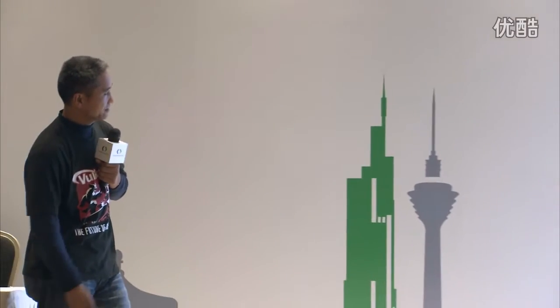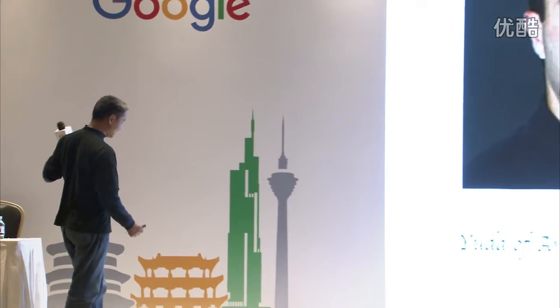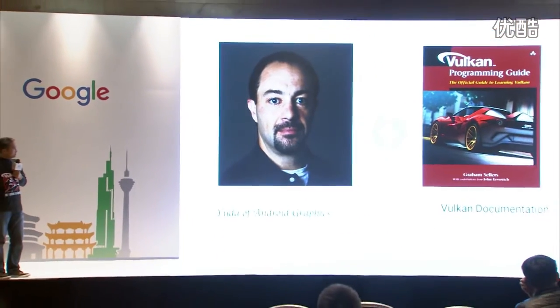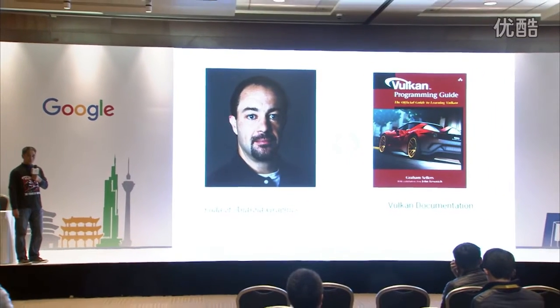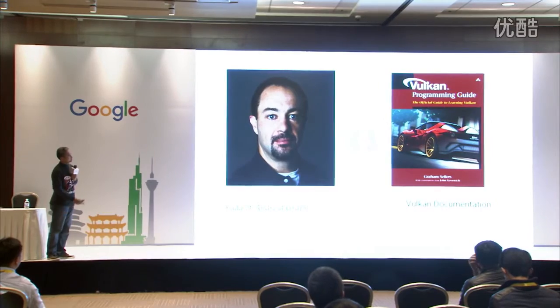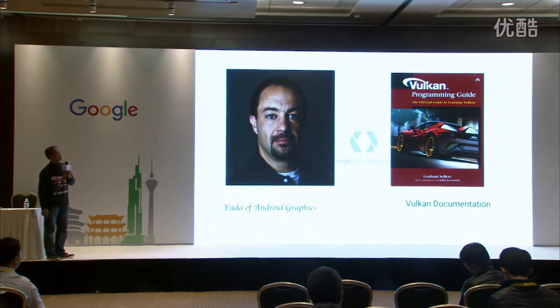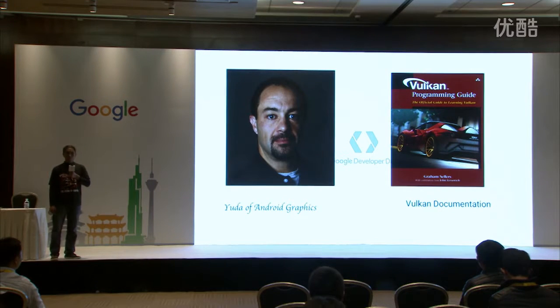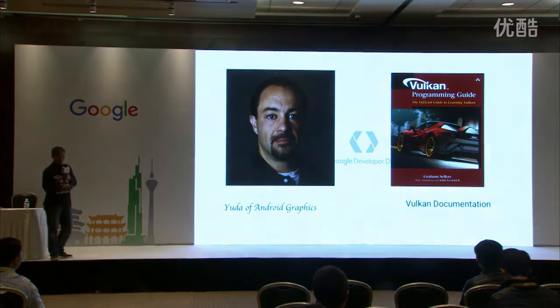This is the fan slide. The person on the left is named Jesse. He's a main person behind Android graphics. On the right is the red book from Khronos. As a tradition, Khronos always publishes a book accompanying any standard.